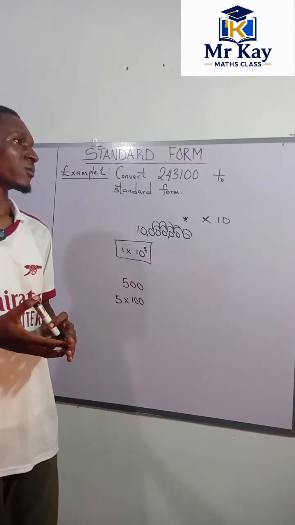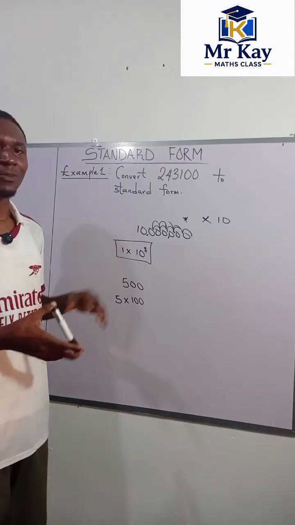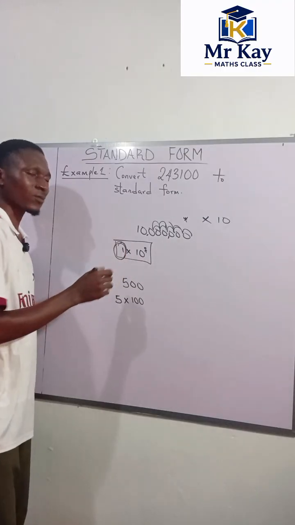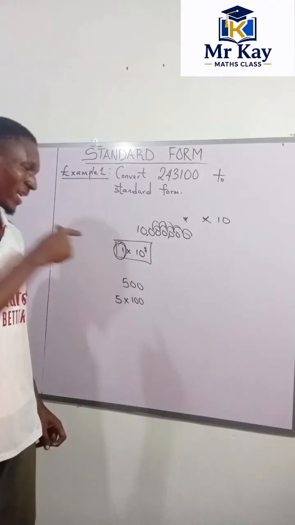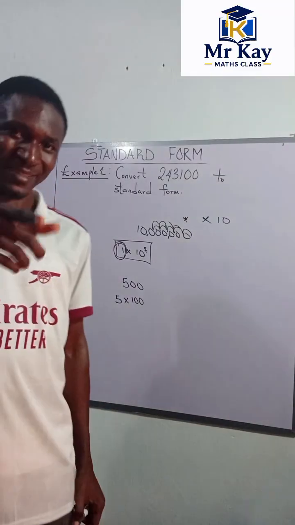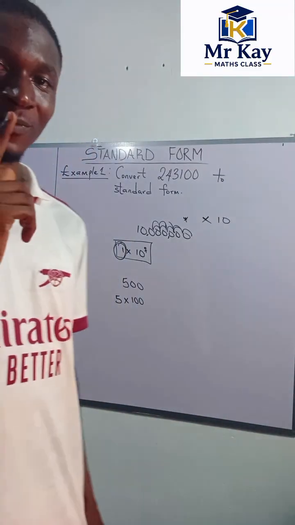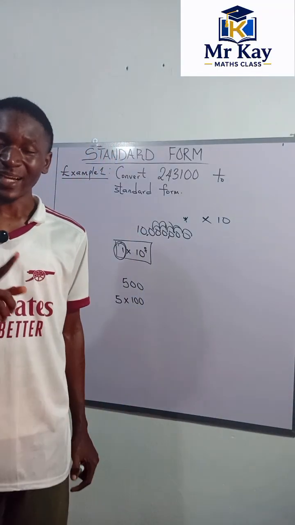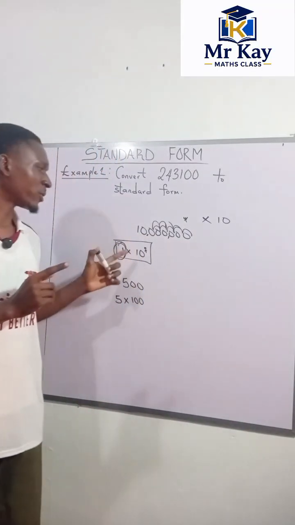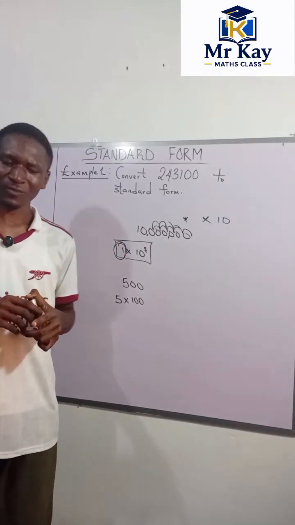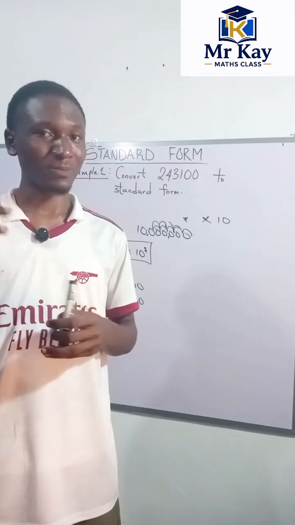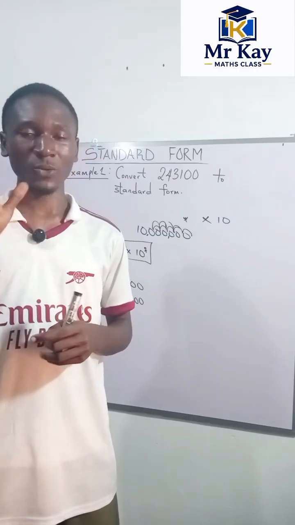Now, when you are multiplying these numbers, the number you are going to use to multiply that power of 10 must not be smaller than 1, and it must not be up to 10. So the number you are going to multiply by the power of 10 can be 1, 2, 3, 4, 5, up to 9.9, but it must not be 10 and above.